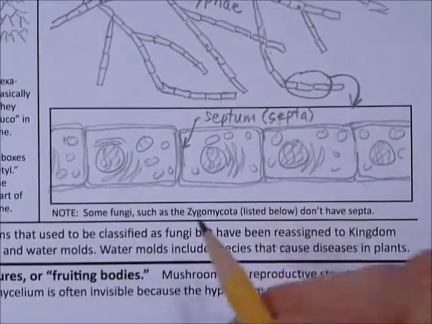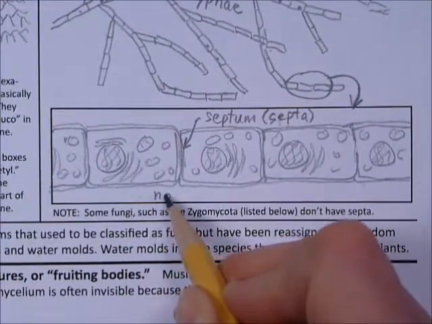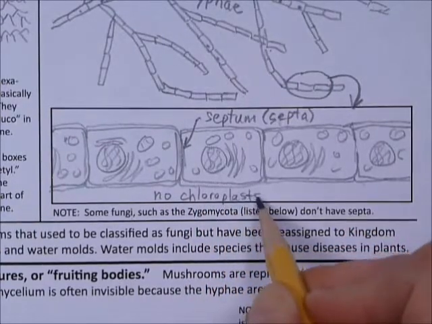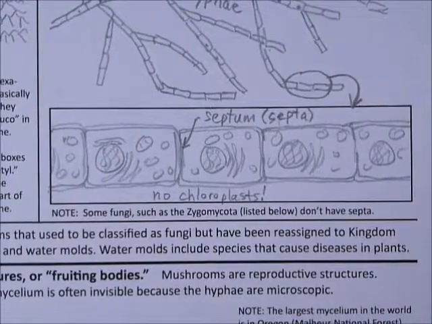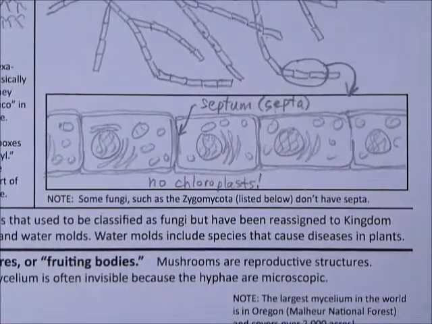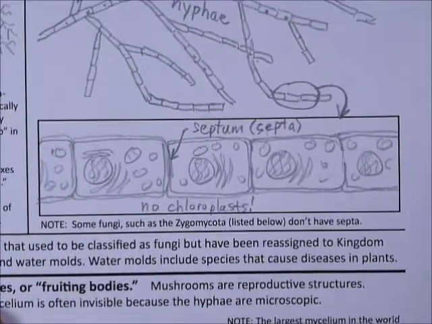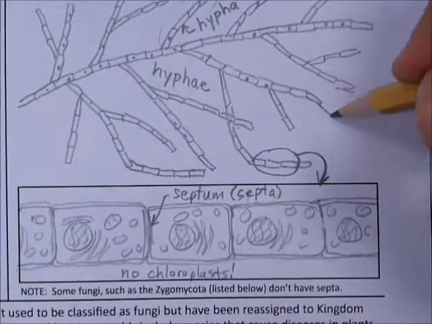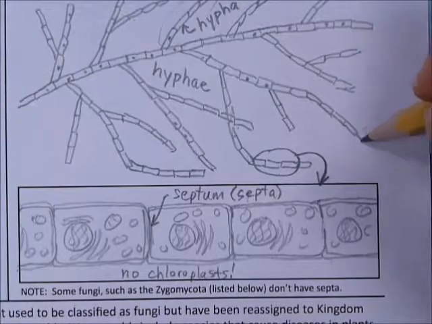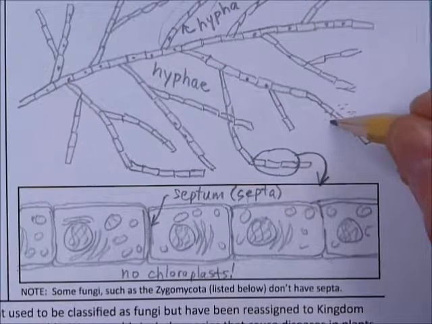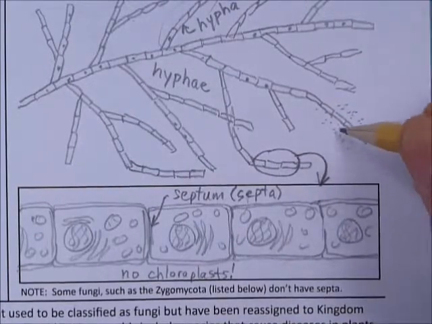And another big thing to remember here, we'll just label this: no chloroplasts. These may look like plant cells, but they're not. These guys cannot do photosynthesis. So the way that they eat is they draw one down here like this. They release enzymes, little chemicals, into their environment.